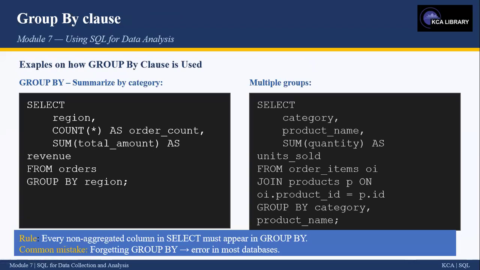GROUP BY clause. To summarize data by categories, we use the GROUP BY clause. Example: SELECT region, COUNT(*) AS order_count, SUM(total_amount) AS revenue FROM orders GROUP BY region. You can even group by multiple columns. Every column in the SELECT list that is not aggregated must appear in the GROUP BY clause. Forgetting this is one of the most common mistakes.